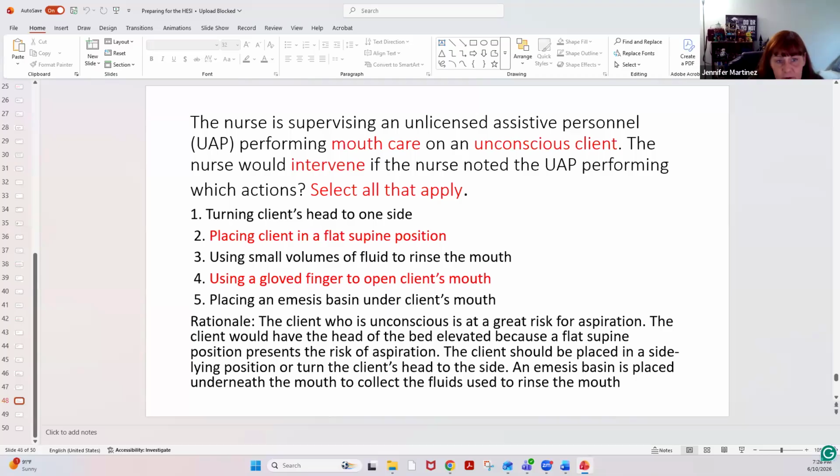So we still have to put fluid in their mouth because we're cleaning their mouth. But if we're not using a toothette and we're using a toothbrush or something like that, we still would have to rinse their mouth, and put it on the side. Small is the key word. It's not like we're pouring water into their mouth. We're just using a small amount.